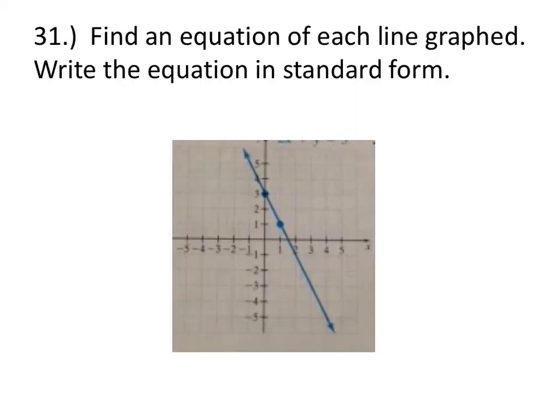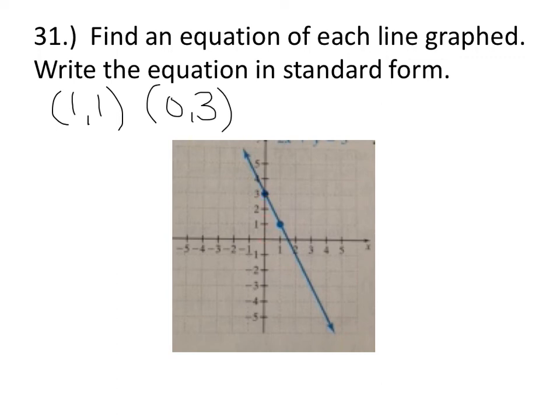Okay, find an equation of each line graphed, write the equation in standard form. Now don't freak out, all you have to do is take the points from the graph. So what is this point right here? It is 1, 1, right? So just write that down, 1, 1. And then what is this point? It's 0, 3. 0, 3.